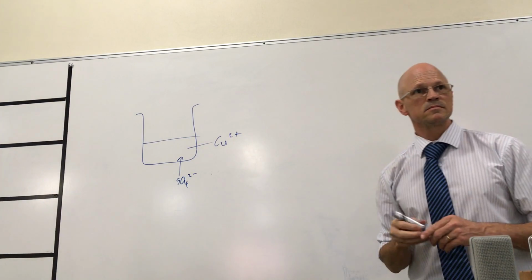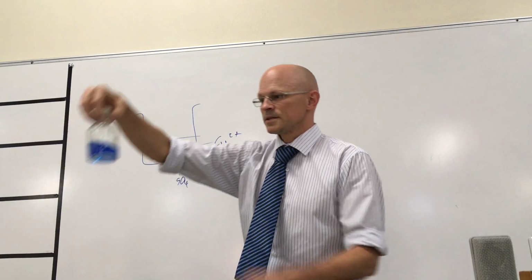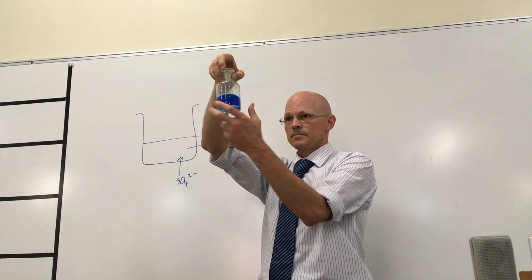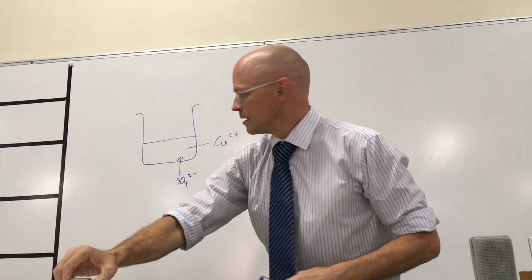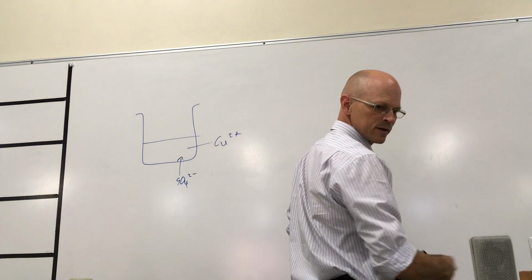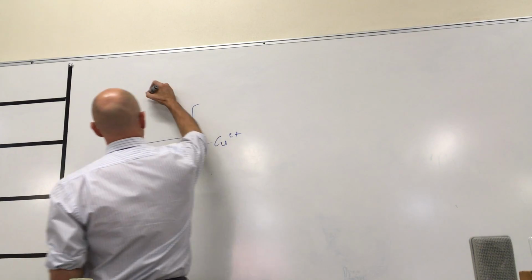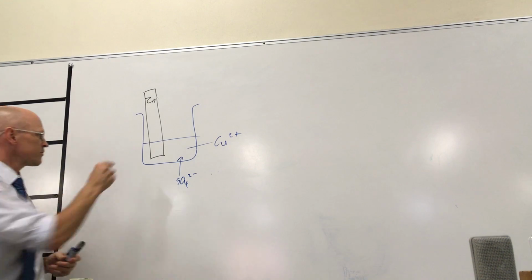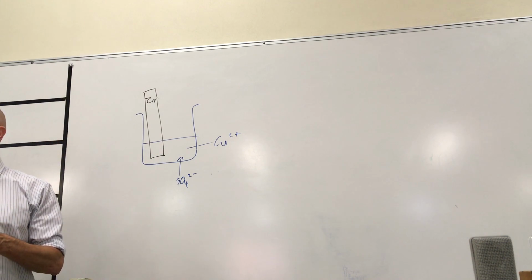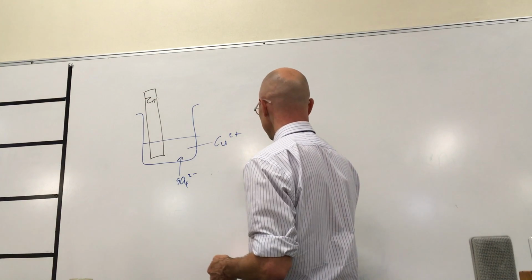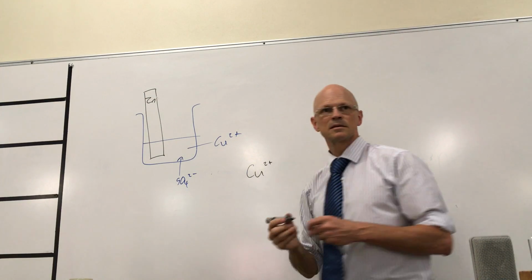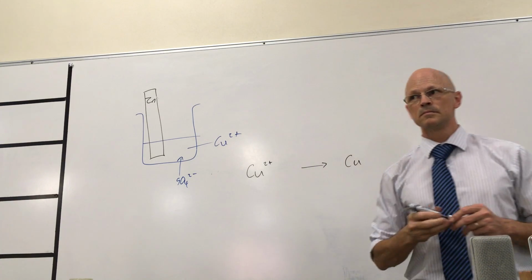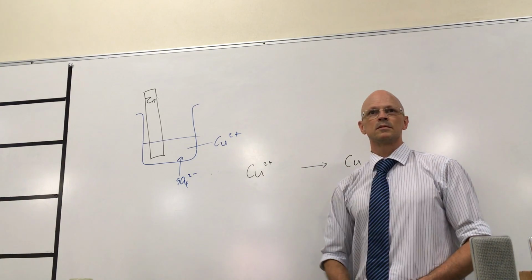So I've got copper sulfate. Copper sulfate, because it is dissolved, is in the form of copper ions and sulfate ions. It's dissociated completely. I pop in a bit of zinc. What formed on the outside of the zinc? Copper. So I've gone from copper 2 plus to copper. What's happened to it?